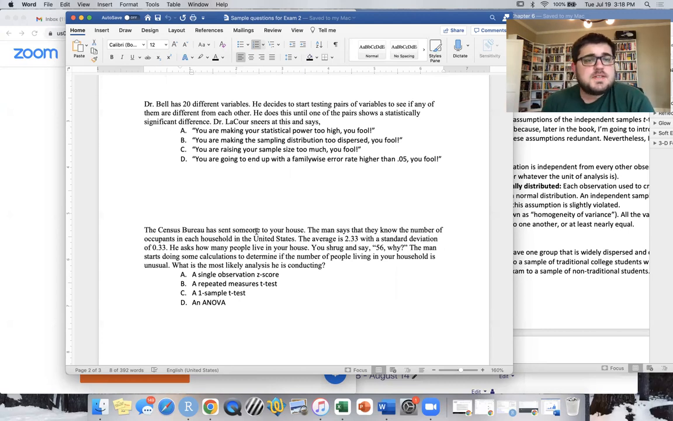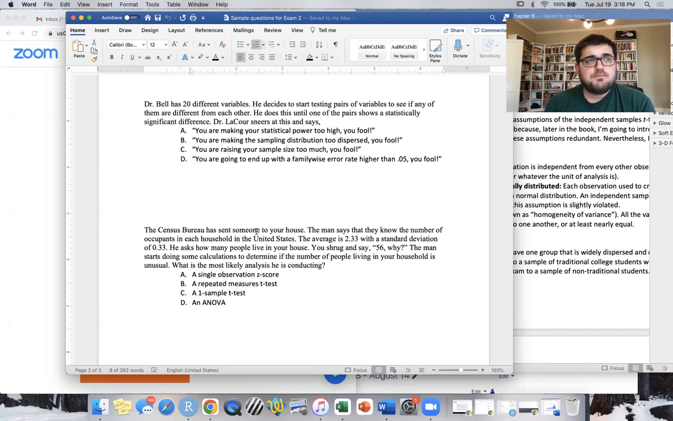The next one is Dr. Bell has 20 different variables. So like height, weight, GPA, and so on, there's 20 variables. I didn't say how many observations of each variable, but imagine you grab a bunch of people at random and you measure 20 different aspects of them. He decides to start testing pairs of variables to see if any of them are different from each other.